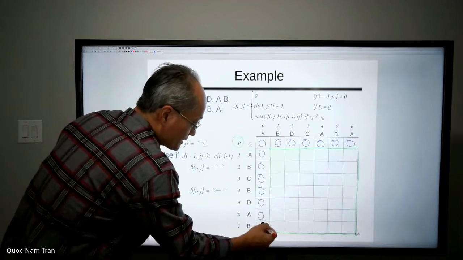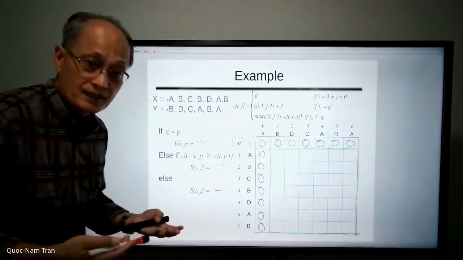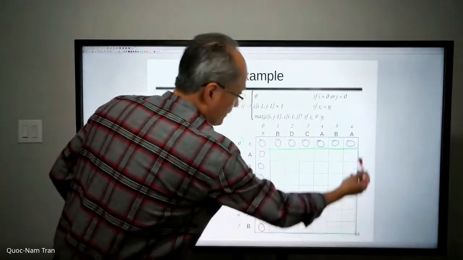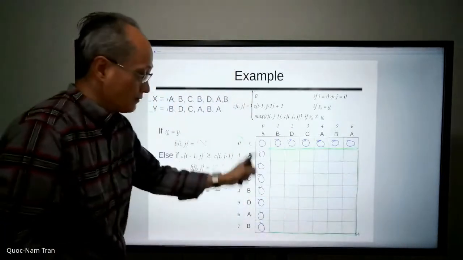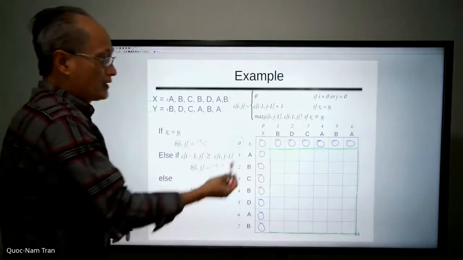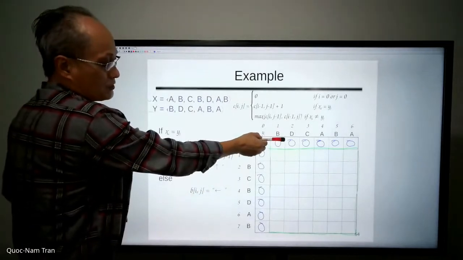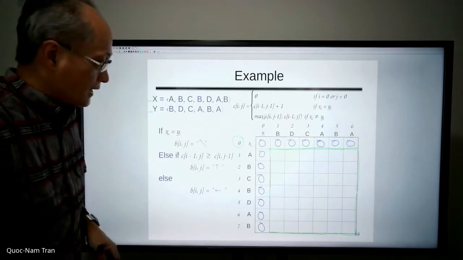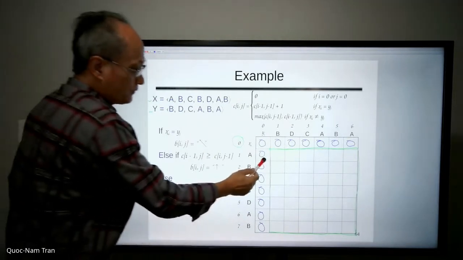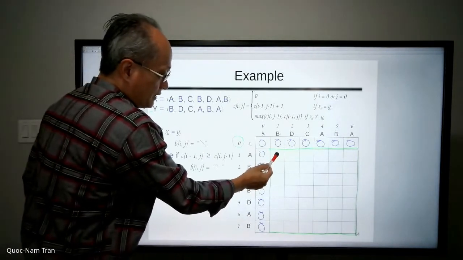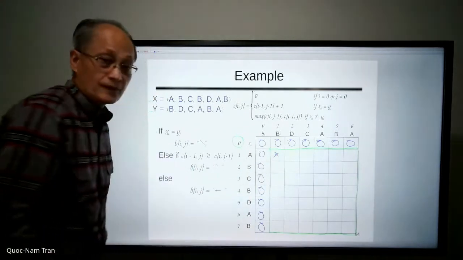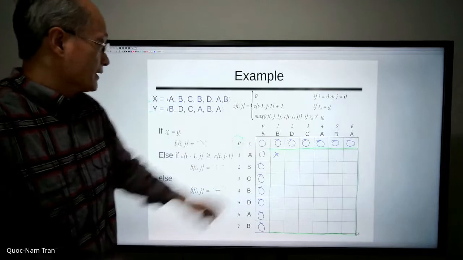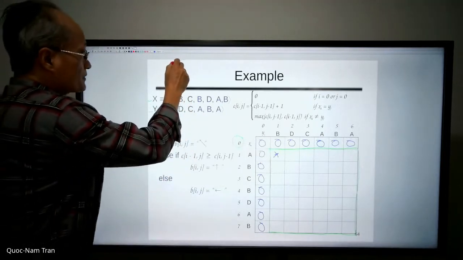So those are the steps we will take first, right? First, we need to build up this table or array. We add one extra row and one extra column. And now we start to look for this value. So C11. We are talking about C11.